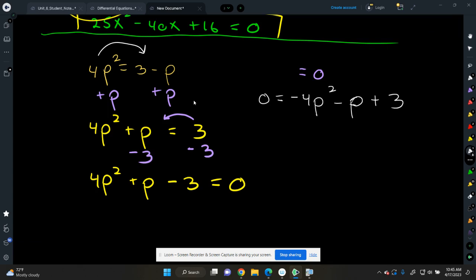When you do that, notice a couple things. First off, everything's on the same side, which is good. Also, notice how I changed the order of stuff. We always want our variables to come first, and we want to go in decreasing order. So this is p squared, and then I just have p, and then the one that's not a variable. They have to be in that order.